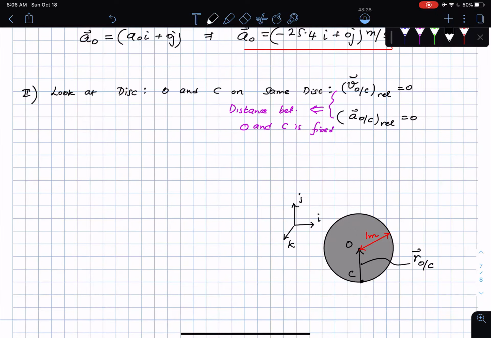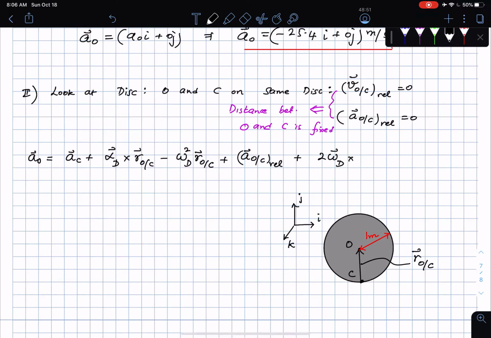Look at the disk. I can now say that acceleration of O is acceleration of C, plus alpha of the disk cross R O slash C, minus omega square of the disk scalar multiplied by R O slash C, plus A O slash C relative, which is 0, plus 2 times omega of the disk crossed with velocity O slash C, I'm sorry, relative. And I can cancel off some of these terms. This is gone and that is also gone.